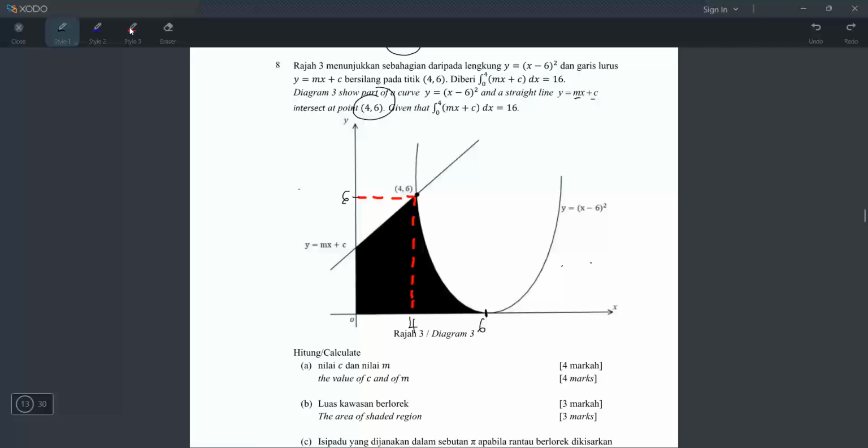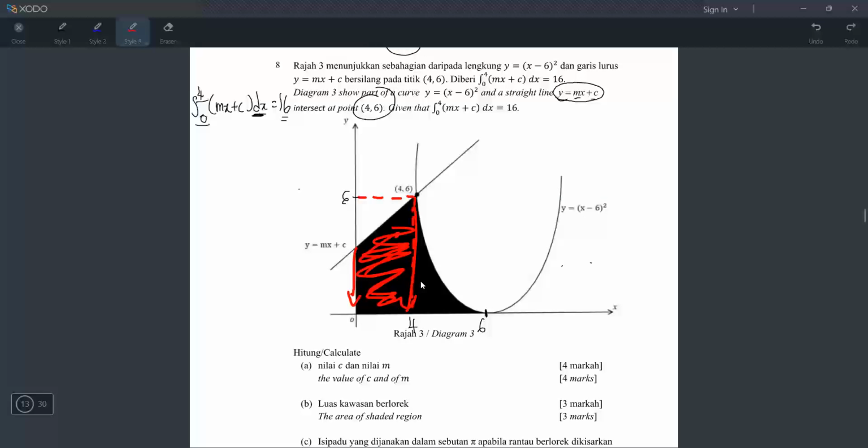Now they start to give us some information. This information says the integral from 0 to 4 of (mx plus c) dx equals 16. I think this is important information, so I will write it down. If you look closely, this mx plus c is actually the equation of what? Equation of the curve or the straight line? It is the equation of the straight line, right? Because the straight line equation is y equals mx plus c. So what they are saying is the area under the straight line from 0 to 4, down to the x-axis, is 16. I repeat one more time: the area of the straight line from 0 to 4 to the x-axis, because it's dx, is 16.